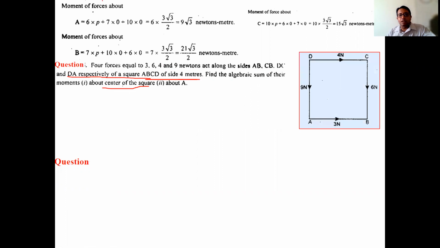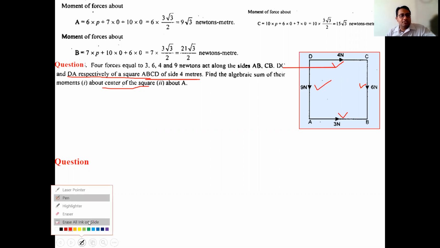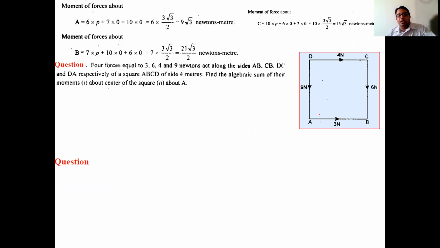So let us check the diagram. This is the square ABCD. 3 newtons along AB, 6 newtons along CB, 4 newtons along DC, and 9 newtons along DA. So these are the 4 forces, and directions are mentioned accordingly. And this square has each of its sides equal to 4 meters.